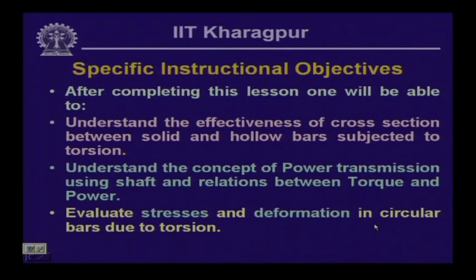Well, it is expected that once this particular lesson is completed, one should be able to understand the effectiveness of cross section between solid and hollow bars subjected to torsion. Now, if you remember, in the last two lessons, we have discussed the effect of torsion on a solid bar or a bar with a circular cross section having solid section, and a bar which is having a cross section which is hollow tube. And in both the cases, we have seen how the stresses vary because of the twisting moment. Now, we would like to see in this particular lesson which section is effective, whether the solid one or the hollow one.